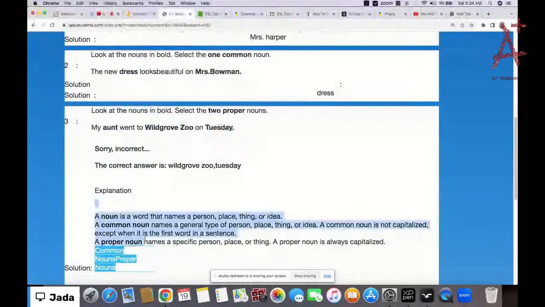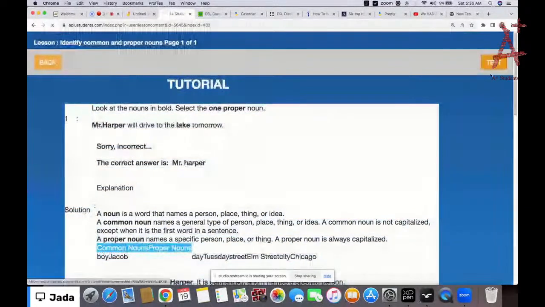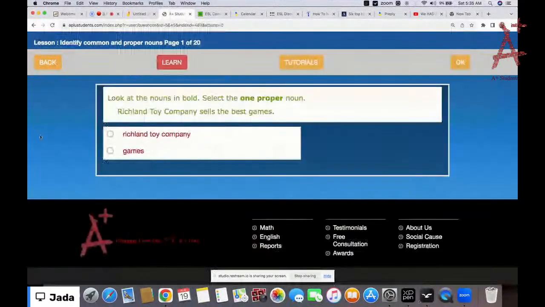Okay, so yeah, that's it, guys. All right, let's move on to the test. So as usual, send your answers on the chat. Okay, now look at the words in bold, select the one proper noun.